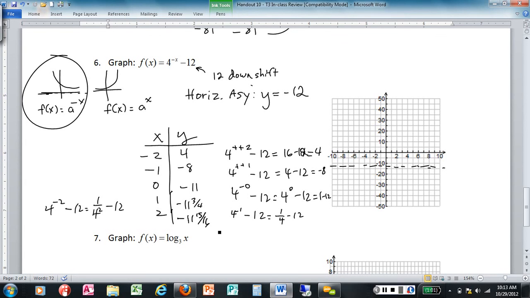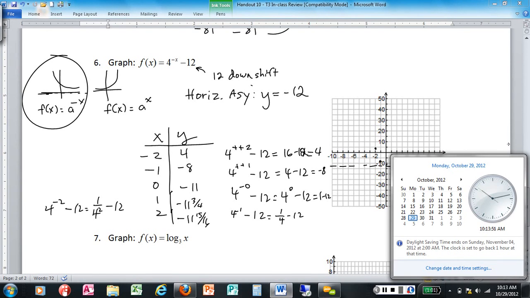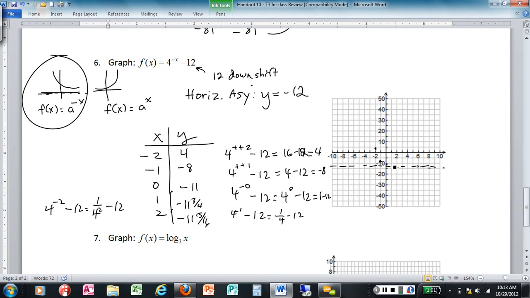All right, so putting those on here, negative 2, 4. See, this is going by 5s, right? So it'll be 4 right there. Negative 1, negative 8. Long about in there. 0, negative 11. Right about there. 1 is negative 11 3/4. 2 is negative 11 15/16. So we've got some pretty good points there, and it looks like our hockey stick prediction was right.